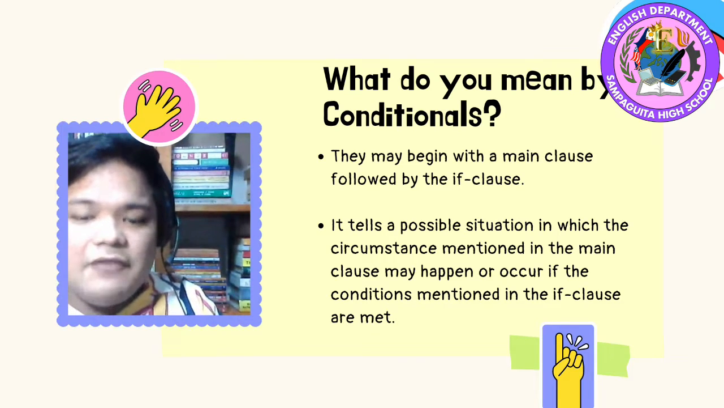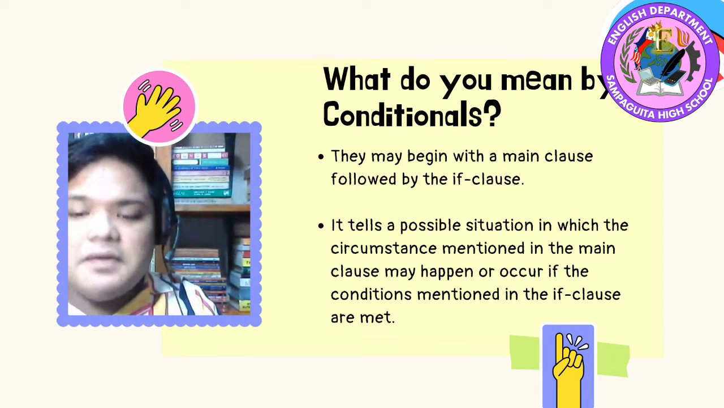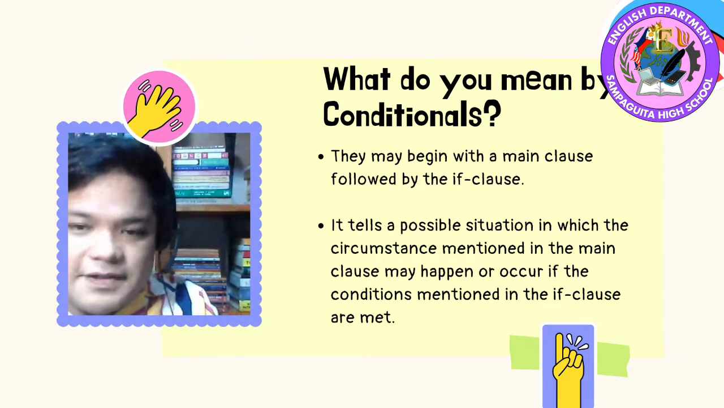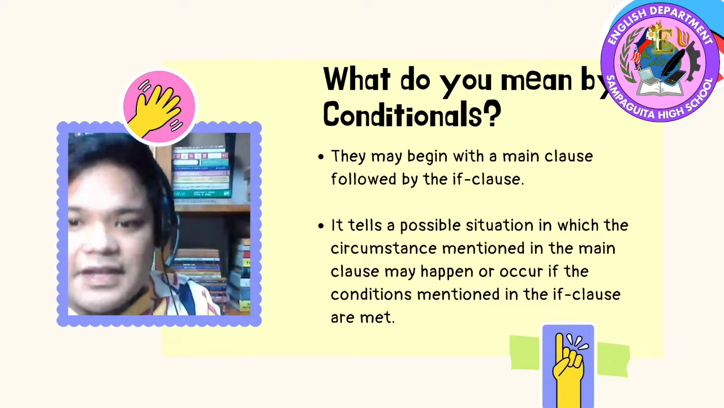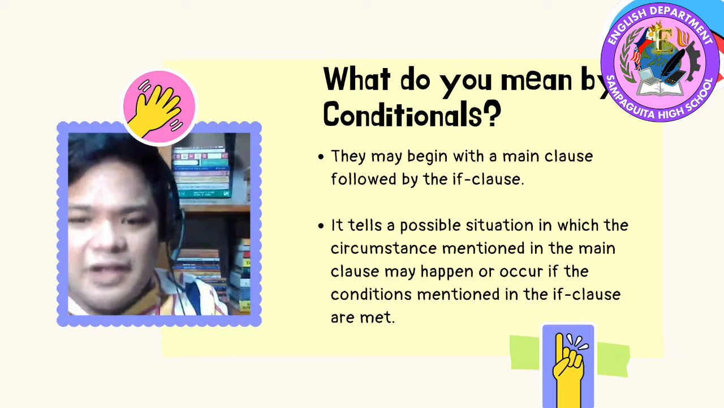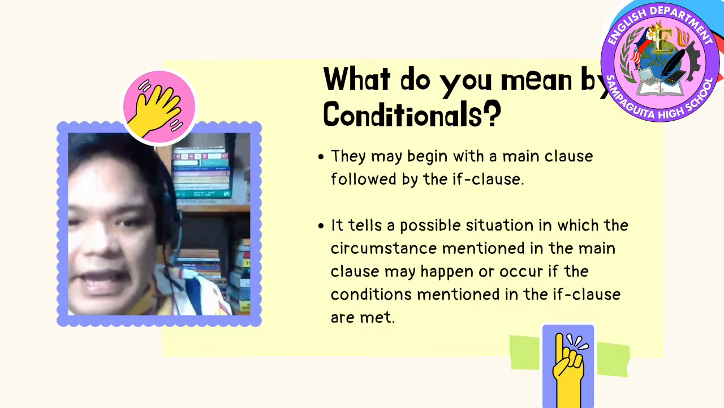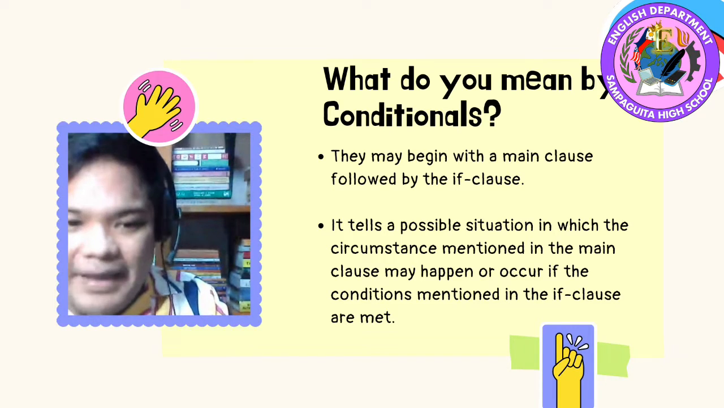Conditionals may begin with the main clause followed by the if clause. It tells a possible situation in which the circumstance mentioned in the main clause may happen or occur if the conditions mentioned in the if clause are met. Alright, so conditionals are usually formed by 2 clauses: the dependent and the main clause. The dependent clause is the if clause, and the main clause contains the situation. So, when we say conditionals, it contains a possible situation in the main clause, and it will only happen if the condition in the if clause transpired or is met.